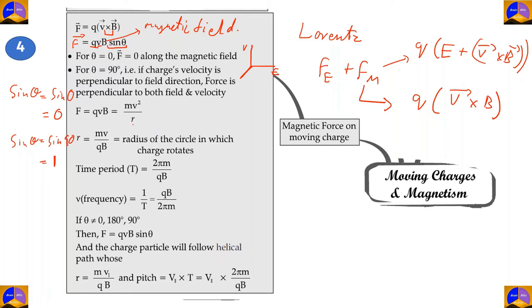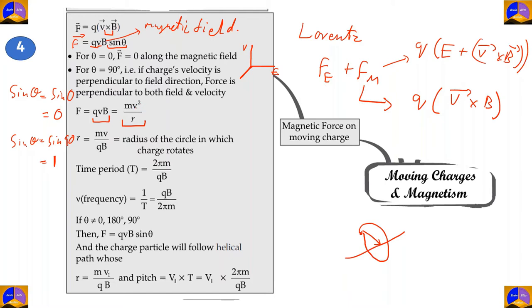Now, in some cases, the magnetic force, QVB, which is perpendicular to the direction of the field, is the same as centripetal force, because when a charge undergoes magnetic force in a perpendicular direction, it forms a circular path. And in a circular path, the center-seeking force, aka centripetal force, would be given by the magnetic force. So both forces are equal. So QVB is equal to MV squared by R.